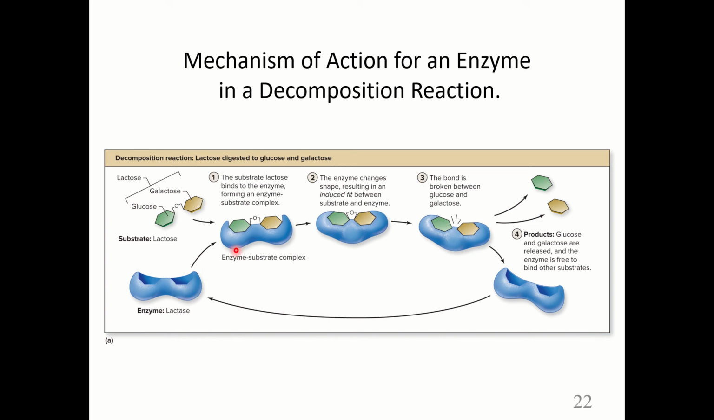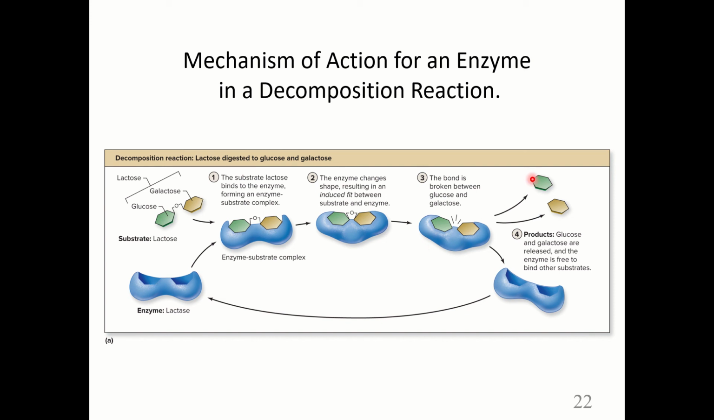So in step 1, the substrate lactose binds to the enzyme, forming an enzyme-substrate complex. Now that the enzyme-substrate complex is formed, a reaction can occur. In step 2, the enzyme changes shape, resulting in an induced fit between substrate and enzyme. And in step 3, the bond is broken between glucose and galactose.